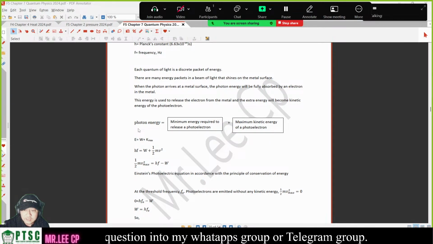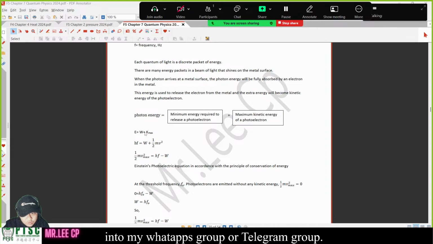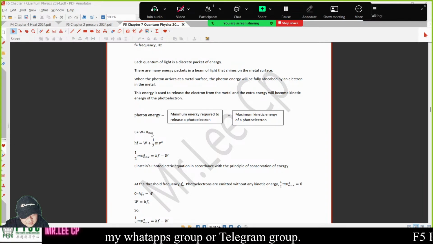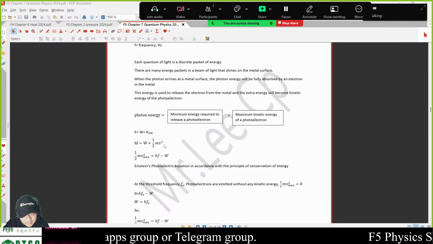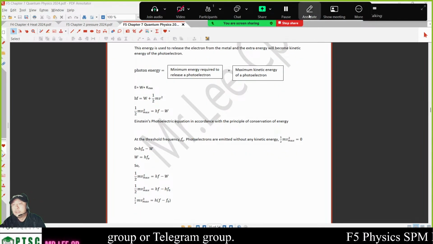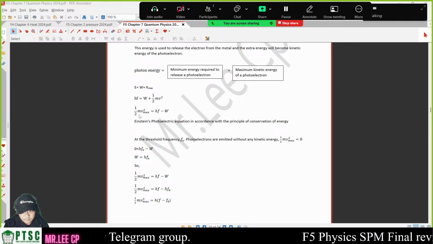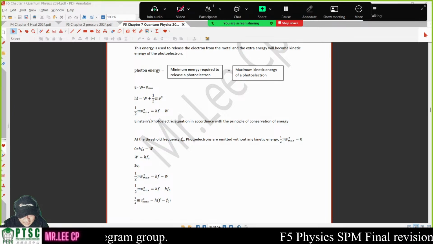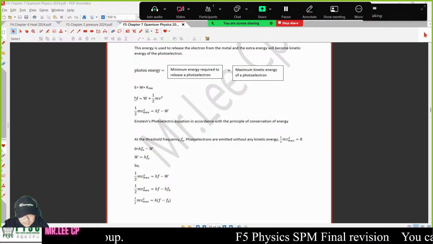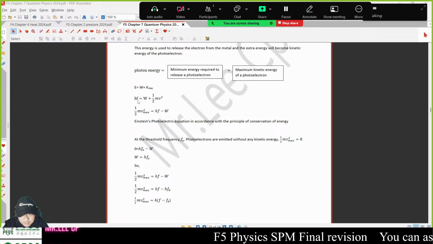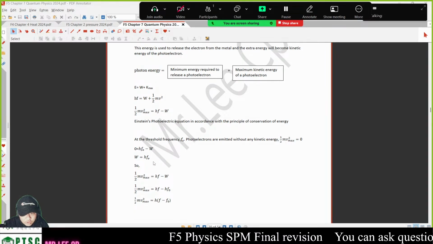Now the second one is photon energy. Photon energy is W, the work function, plus kinetic energy, maximum kinetic energy, half mv square. So half mv square is equal to hf minus W, because you bring this one over here. So what is the work function? We call this f naught.